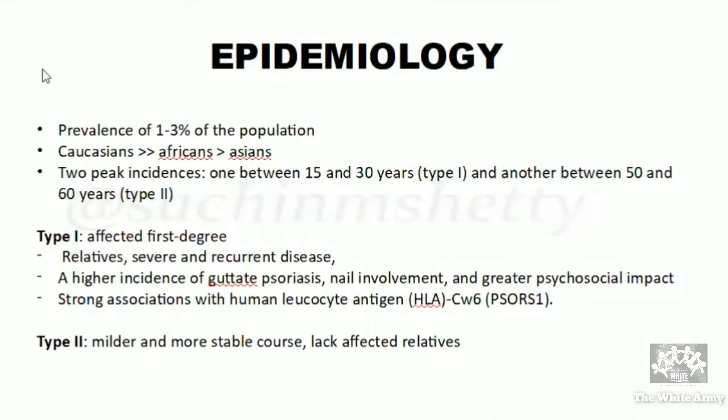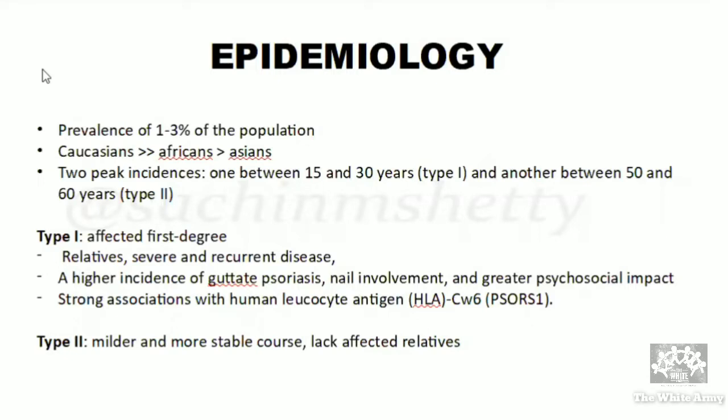Type 1 usually affects younger individuals, and there is more association with first degree relatives; the chances of getting psoriasis in a family are higher. The disease in type 1 psoriasis is severe and recurrent. Other associations like nail involvement or joint involvement, and the psychosocial impact, are greater in type 1. The genetic association is also high, that is HLA-Cw6, also called the PSORS1 gene.